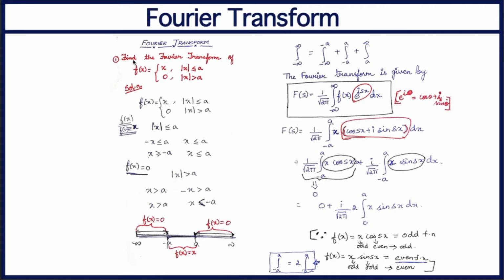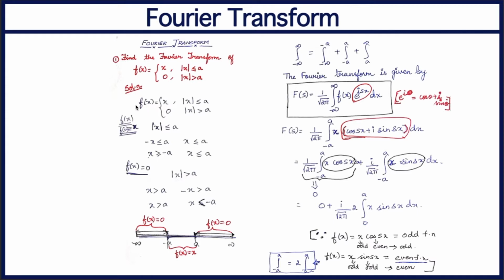So here we are given a question. Find the Fourier transform of f of x is equal to x when modulus of x is less than or equal to a, and 0 for modulus of x greater than a. So the solution is, first we write the function over here. We have to find the transform for this function f of x. So how can we find it?